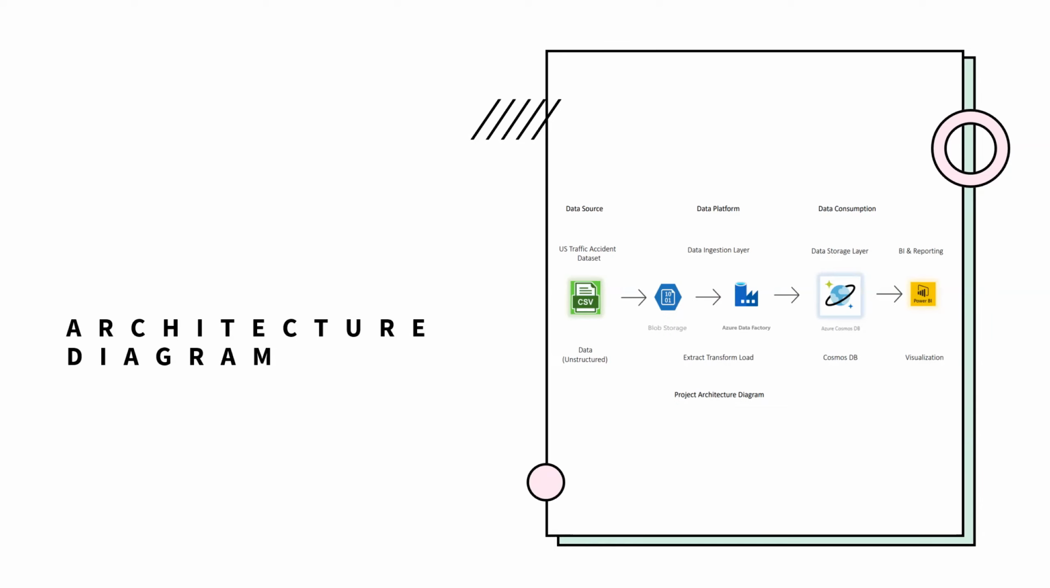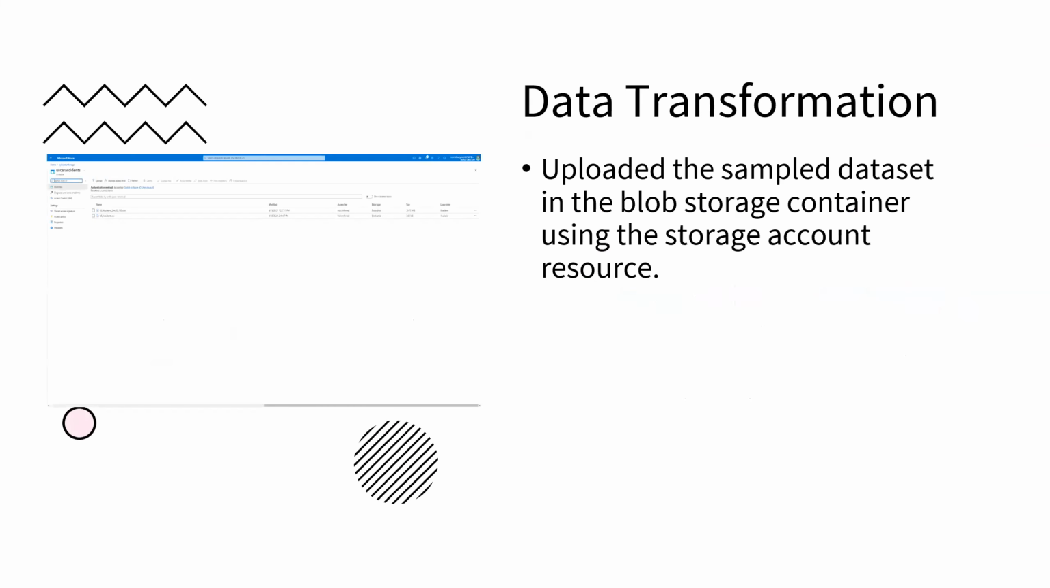After manipulating and transforming the data in the data factory, we loaded that dataset into Cosmos DB, where the documents were then connected to Power BI to visualize and analyze the different factors. Our first task was to upload the sample dataset to the block storage container using the storage account resource. As I mentioned earlier, the dataset had 4.2 million records. Due to cost constraints, we had to sample the data to 150,000 records.